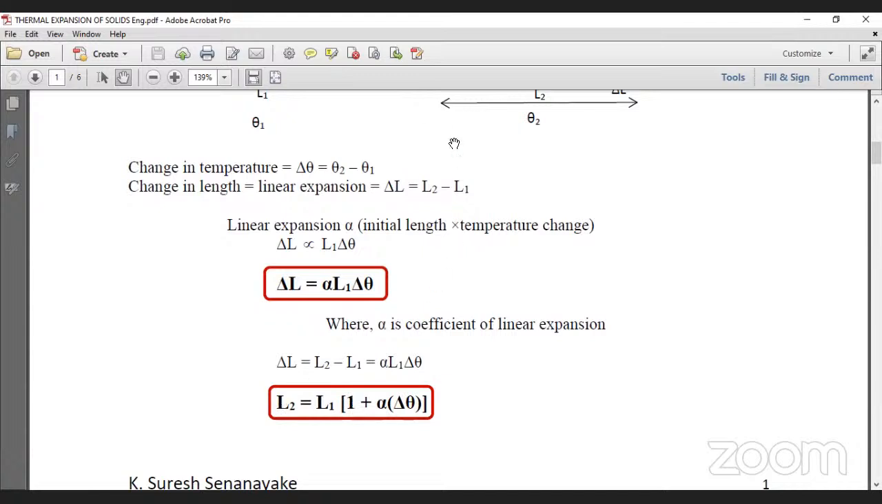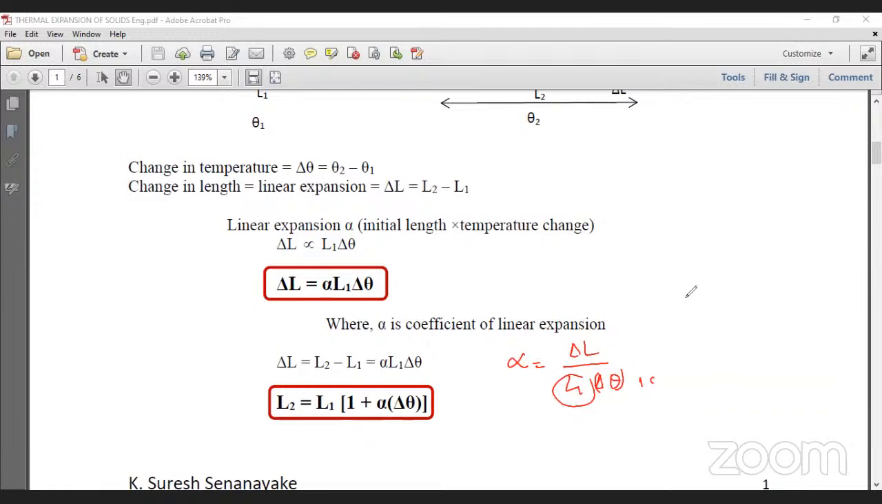Alpha is a very small value, not a bigger one, right? You can write alpha as delta L divided by L1 delta theta. So you can define alpha as the change in length when you change the temperature by 1 Celsius degree for a rod of 1 meter length. Consider it per unit length of rod: we increase the temperature by 1 Celsius degree, and the increase in length is called alpha.